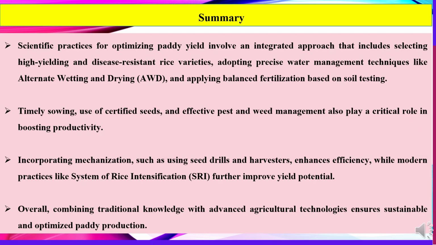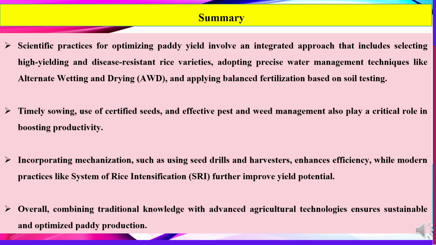Summary. Scientific practices for optimizing paddy yield involve an integrated approach that includes selecting high-yielding and disease-resistant rice varieties, adopting precise water management techniques like alternate wetting and drying, AWD, and applying balanced fertilization based on soil testing. Timely sowing, use of certified seeds, and effective pest and weed management also play a critical role in boosting productivity.